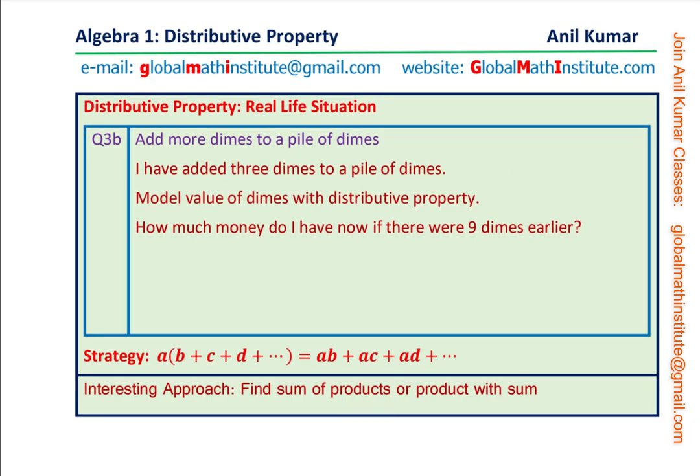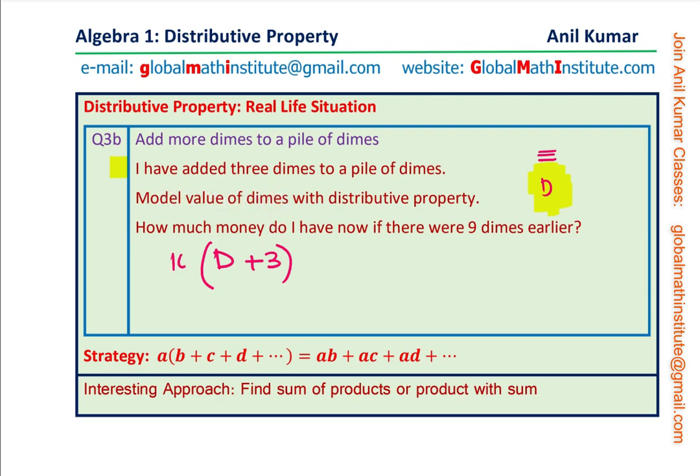So let's change this situation a bit. And talking about dimes, I'm just writing the next problem for you. I have added 3 dimes to a pile of dimes, right? So we have these dimes, and what I did is add 3 dimes to them. So I have added 3 dimes to a pile of dimes; model the value of the dimes with the distributive property. So I already have, let's say, D dimes, right? So D dimes are there and I added 3. Do you see that? And now model the value.